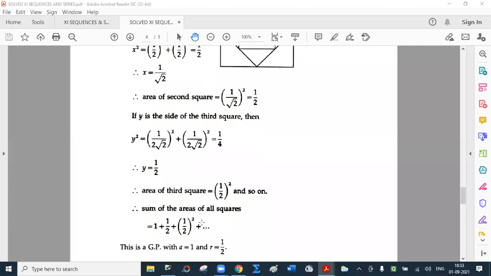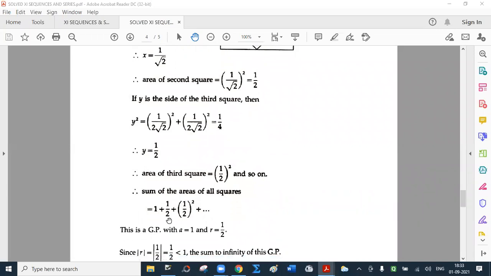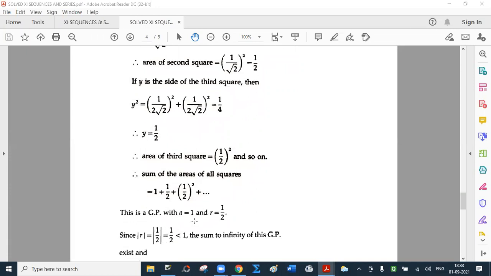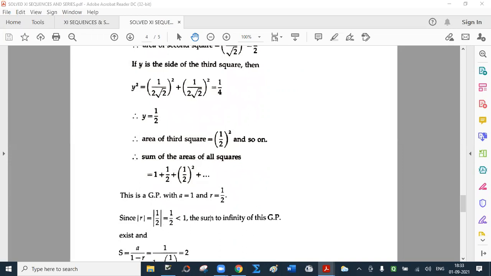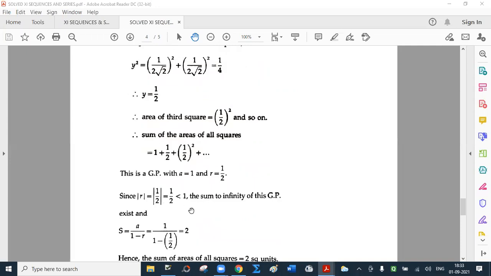1 plus half plus half square. Note that this is an infinite GP with a equal to 1. And what is r? r is 1 by 2. Now modulus of common ratio is less than 1, so sum to infinity exists. And what is S in that case? S is nothing but a upon 1 minus r, that is 2, after substituting the values. And therefore, the conclusion is sum of the areas of all squares is nothing but 2 square unit. So this is the first part.